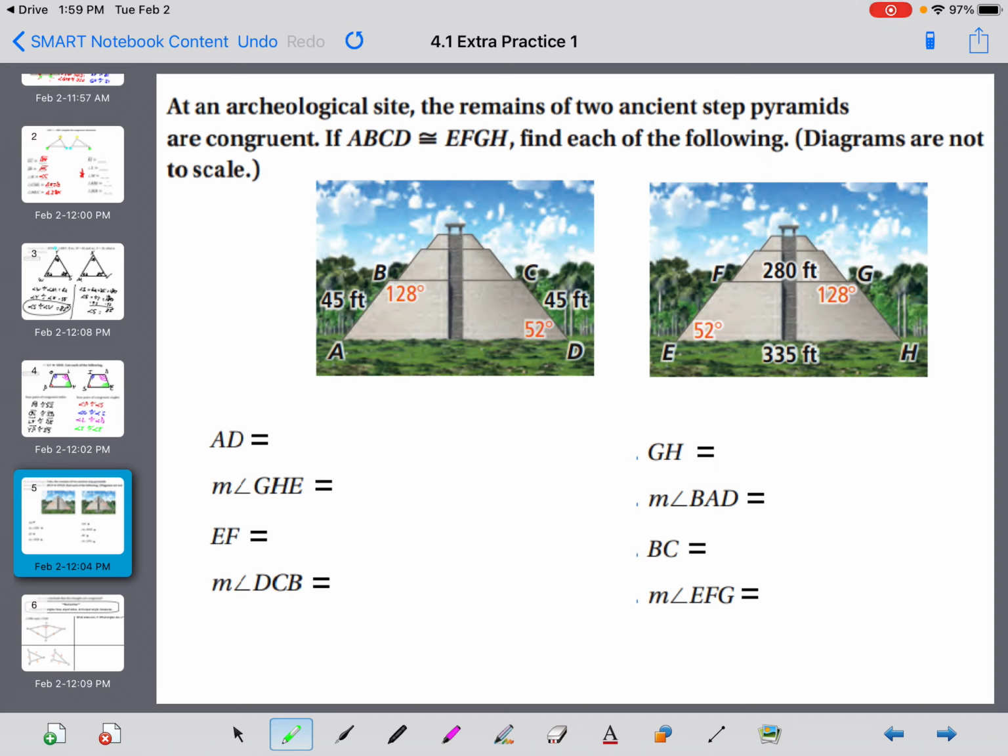Okay. At an archaeological site, the remains of 2 ancient step pyramids are congruent. If ABCD is congruent to EFGH, find each of the following. Okay, so AD is going to be equal to what? That's going to be equal to EH.